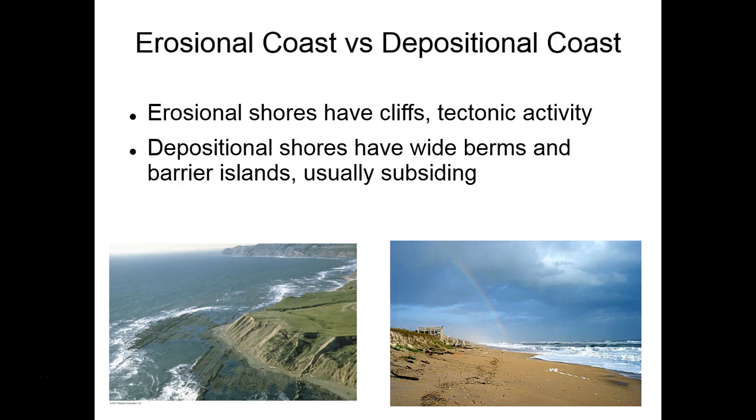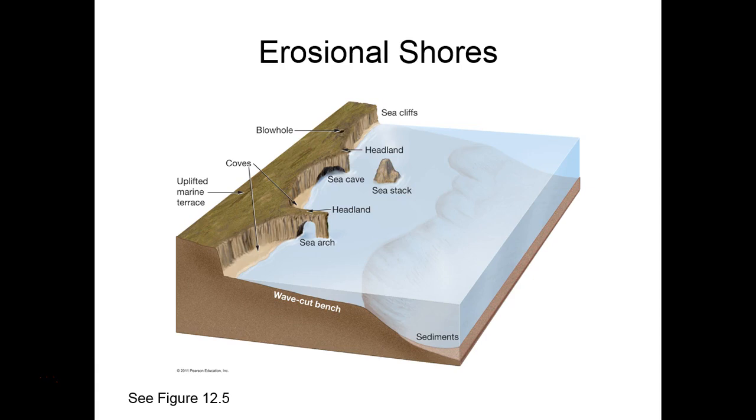Depositional shores are shorelines that are dominated by deposit of sediments, and therefore they're going to have nice wide beaches or berms, and they also are characterized by having barrier islands. Lots of times depositional shores are actually lowering, the land is actually lowering, and therefore sea level may be rising in those locations.